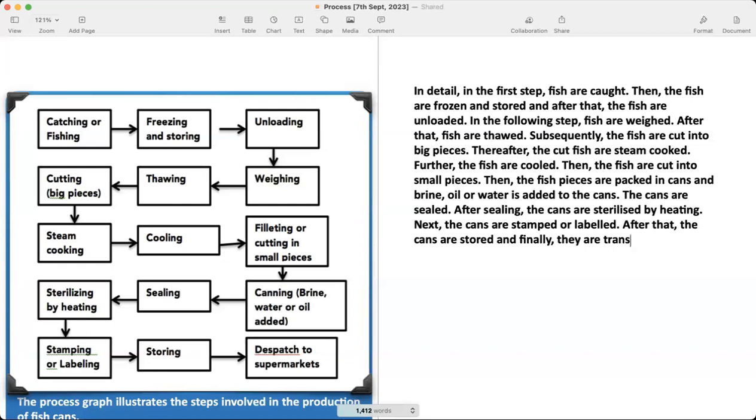Delivered. Delivered or transport? Transport. Even delivered was a good word. Delivered to supermarkets. Okay. "For sale" is not that important. Supermarkets sell things, right? So it's not a good thing. It's okay to write, but it's not necessary, it's redundant. Okay.